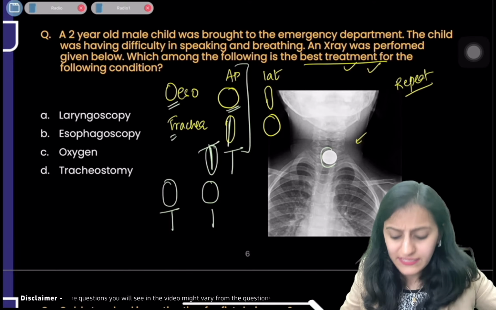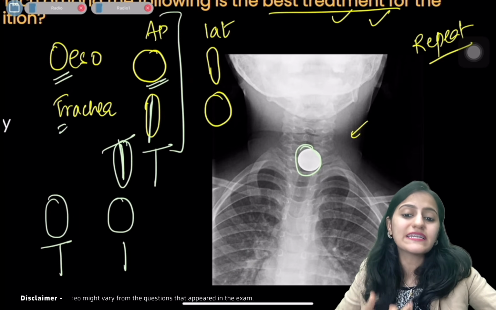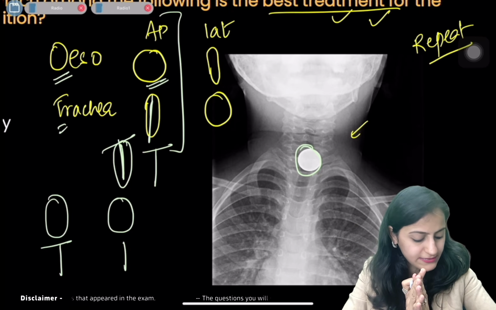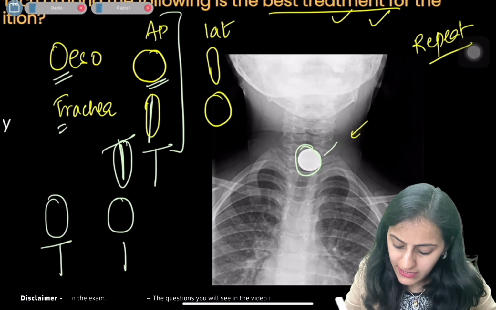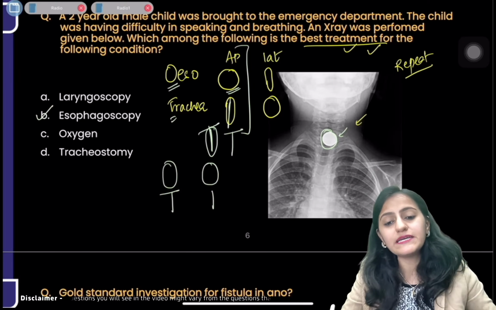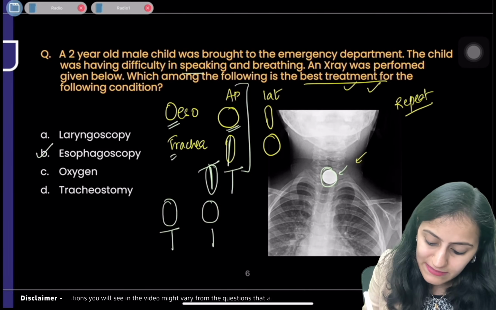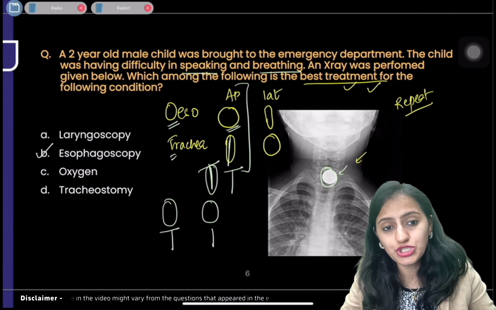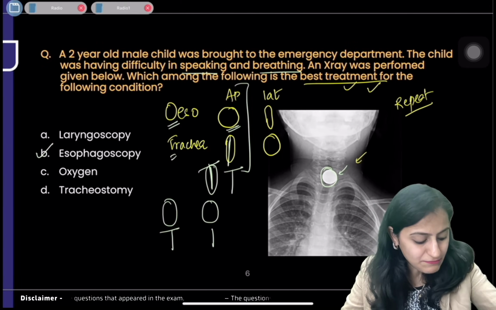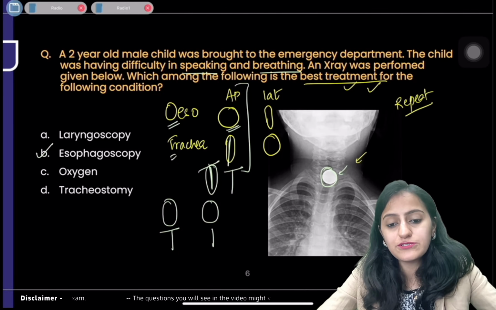Now since the coin is in the esophagus here, why? Because I can see that on the AP radiograph, this is the frontal radiograph that we are seeing. Lateral radiograph will have the overlapping of the lungs. So this is the coin in the esophagus. So what we need to do is esophagoscopy, endoscopic removal of the coin. Why? Because the child is symptomatic. So no wait and watch. The child is having difficulty in speaking and breathing. That means the child is symptomatic. So in that case, we need to do esophagoscopy.